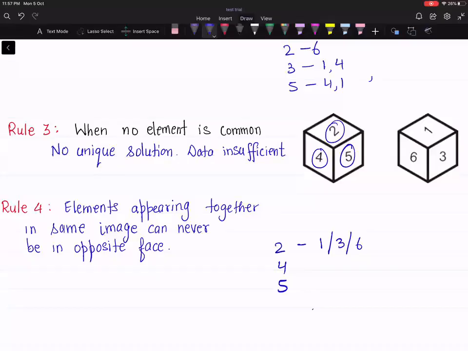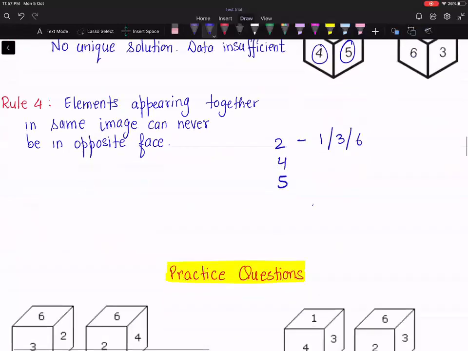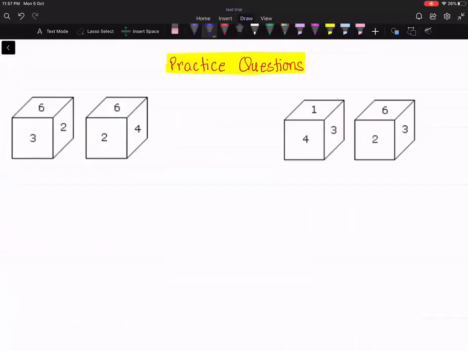So let's practice one or two more questions in this to clear the concept. In this particular case, first thing you check how many faces are common. You have got 6 is common, 6 is common, and then you have got 2 is common, right? So in this case, this 2 is common. So rule number 2 is there. If two common faces are there, then the remaining uncommon faces will form the opposite face.